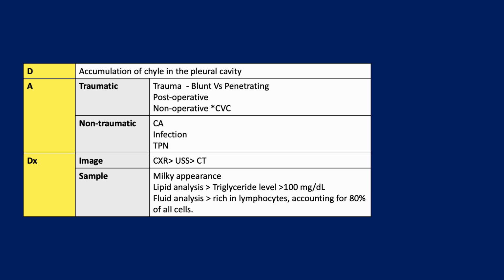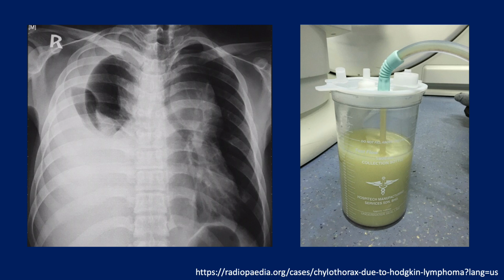Diagnosis involves imaging, especially a CT scan, but also fluid sampling. Definitive diagnosis is made by pleural fluid analysis showing triglycerides greater than 100 milligrams per deciliter and a lymphocyte-rich profile, with lymphocytes comprising approximately 80% of white cells. Further fluid analysis includes total white blood cell count and differentials for confirmation.